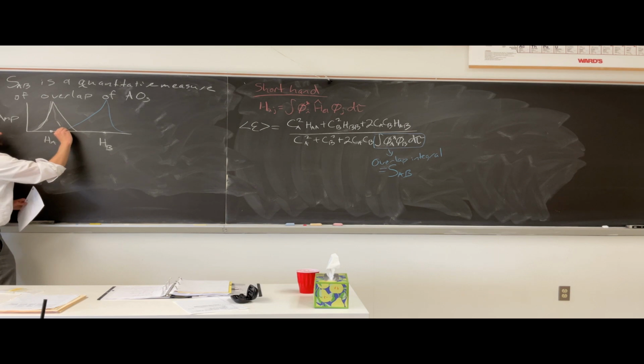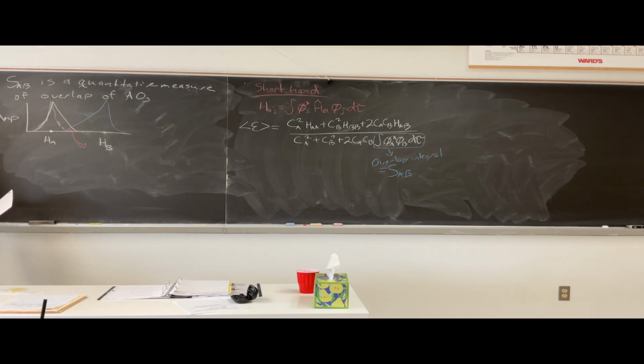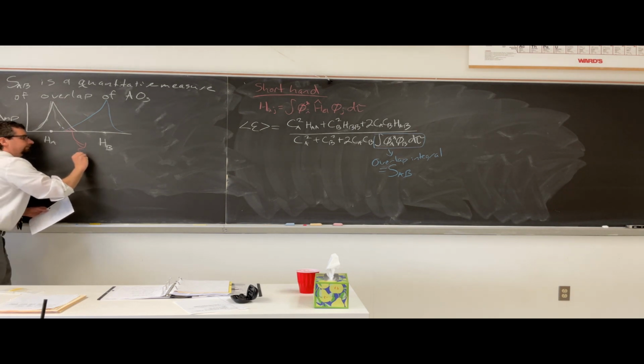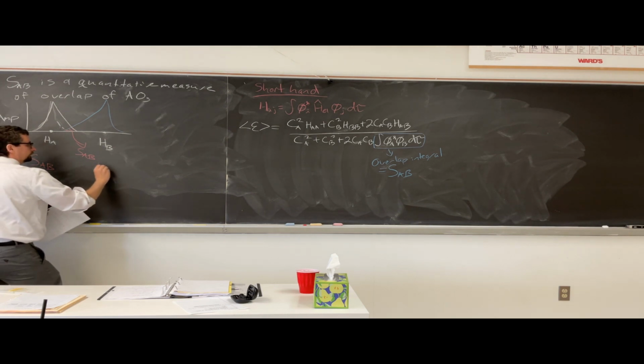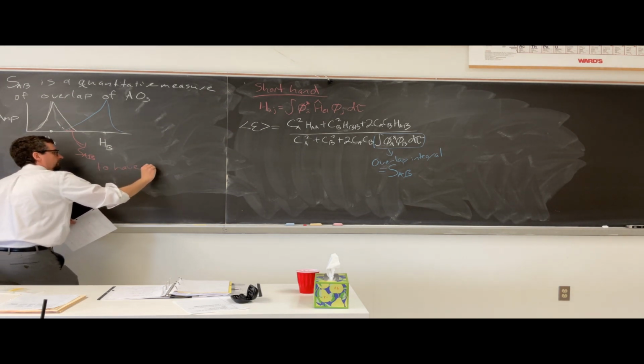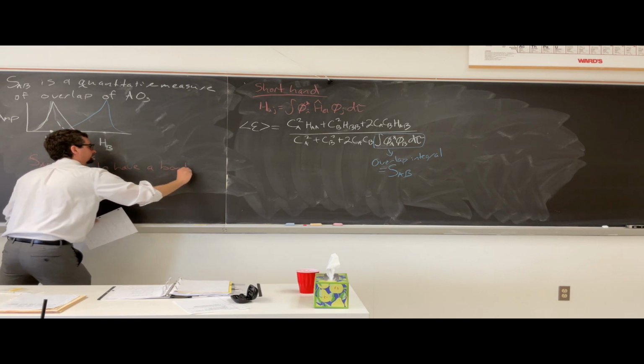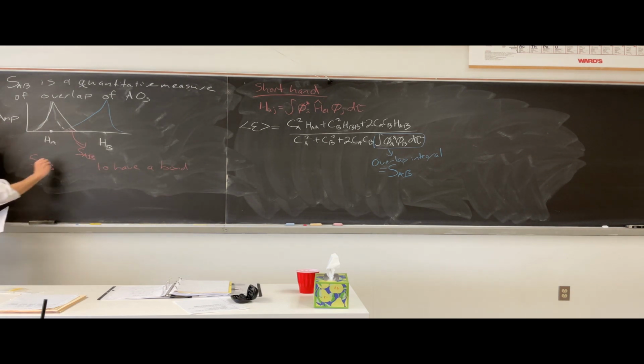Look, this little bit, the area underneath it, what is that? That's the overlap integral. What has to be true about the value of SAB for there to be a bond? Yep, it's got to be greater than 0 for it to have a bond.